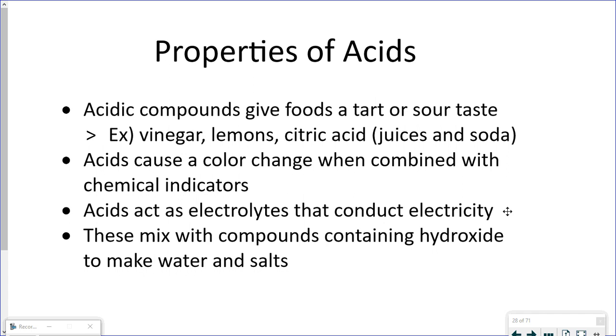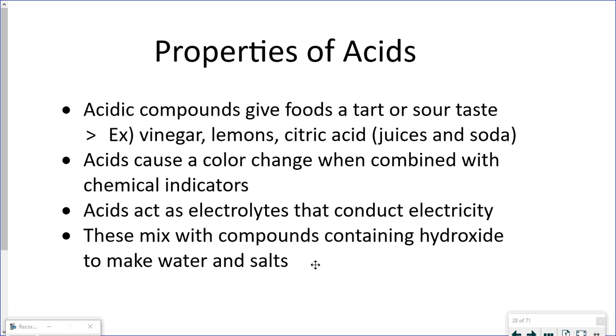Acids act as electrolytes and can actually conduct electricity, so they separate into ions that will conduct electricity. And you may have heard of electrolytes with Gatorade and stuff like that. Gatorade has those dissolved salts in it to kind of replenish stuff in your body after exercising. That will actually also conduct electricity because of all those dissolved ions.